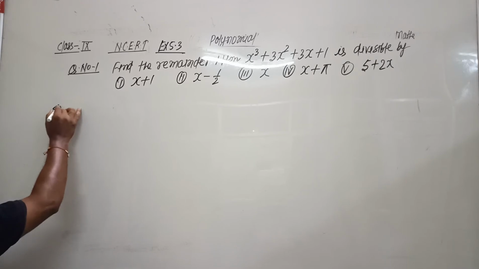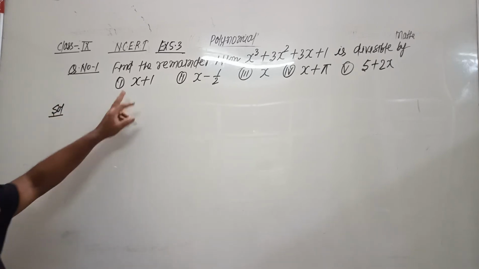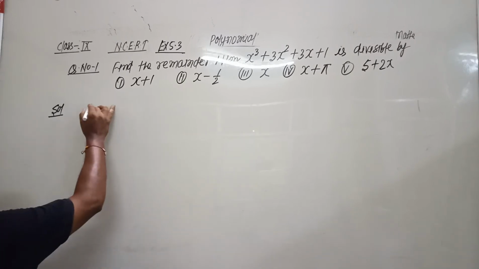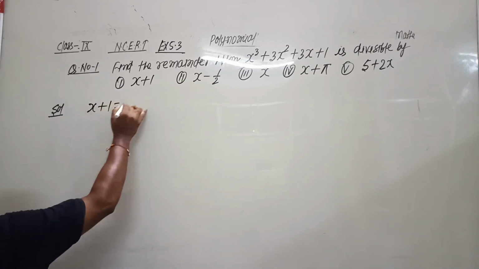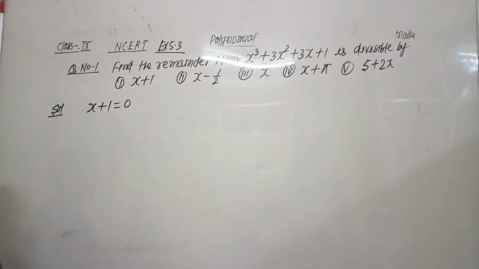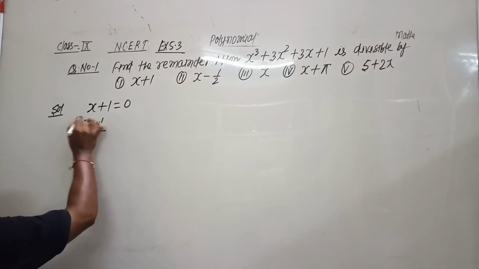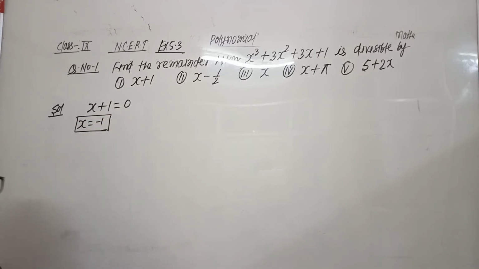So let us see the first part. We have to make x plus 1 equals to 0 and find the value of x. We get the value of x equals minus 1. Now put the value of x equals minus 1 in the given expression.